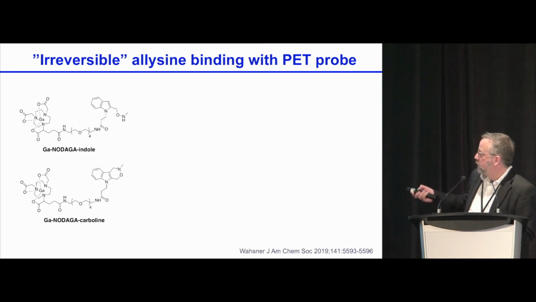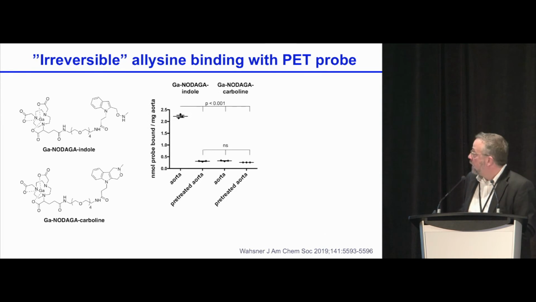As a control, we reacted this with formaldehyde to give this carboline product. If you look at the aorta, which is one of the few tissues where you actually have high levels of lysyl oxidase because of the constant remodeling, the aorta is allysine rich. So our active probe binds quite well to aorta. If you pre-treat the aorta with an aldehyde blocker, then we see very little uptake, and the control probe doesn't bind to aorta.